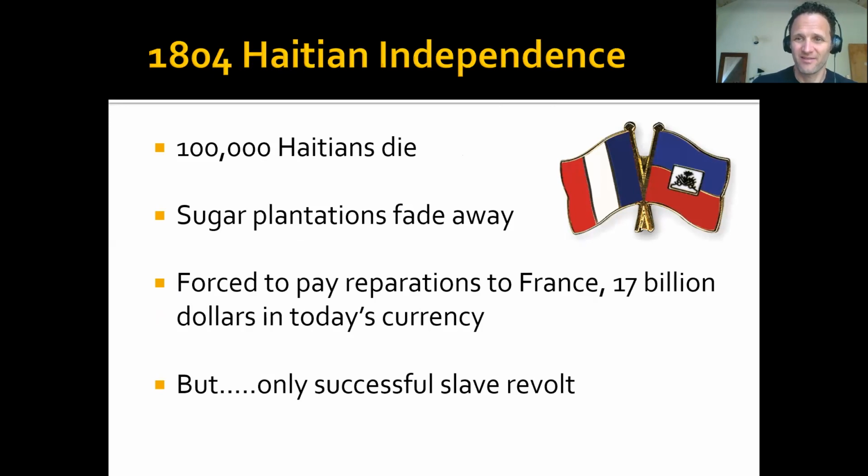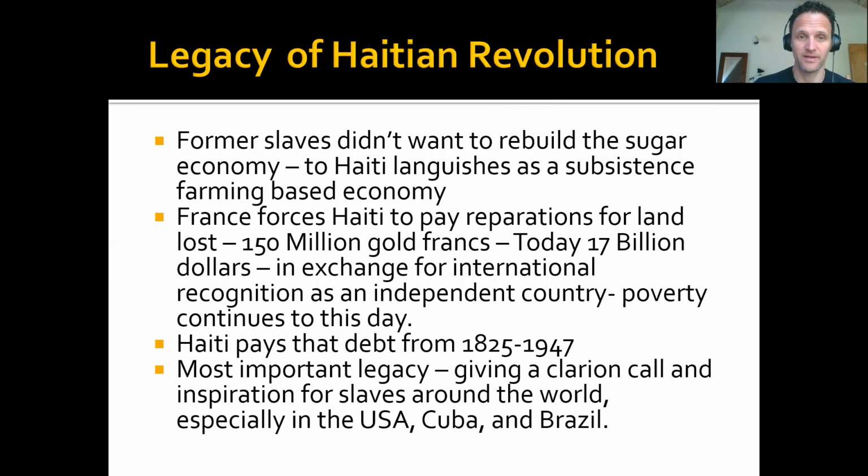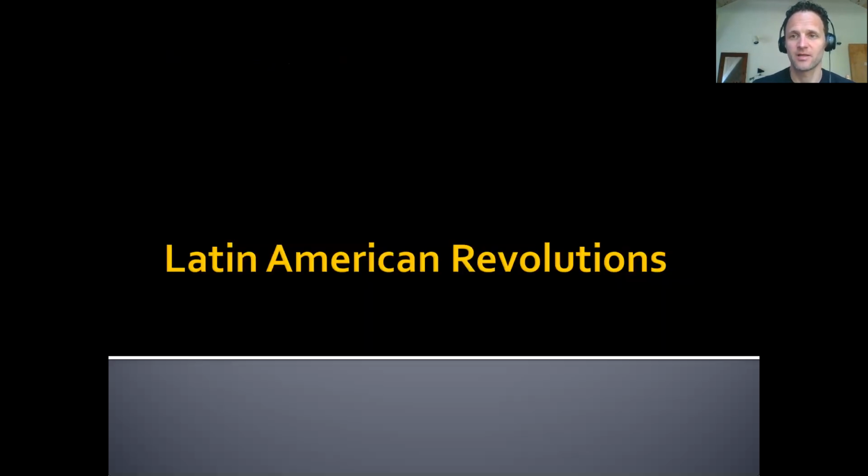They lose a fifth of their population fighting for that independence. They're forced to pay $17 billion in today's currency as reparations back to France, which is super messed up. But it is a legacy of being the only truly successful slave revolt that we have in world history, like truly lasting slave revolt with independence. I'll let you pause and you can read this on your own, the legacy of the Haitian Revolution, and we'll shift to Latin American revolutions.